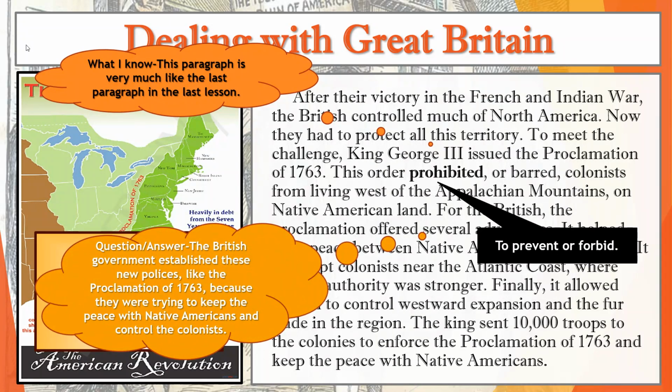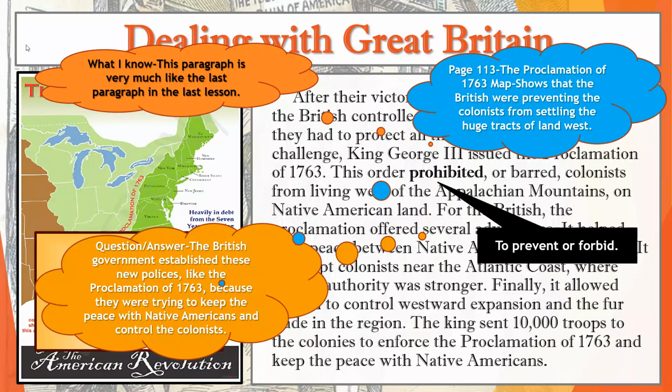Question answer. The British government established these new policies, like the Proclamation of 1763, because they were trying to keep peace with the Native Americans and control the colonists. Now, keeping peace with the Native Americans also means controlling that fur trade. Notice how that plays a big role here. Remember mercantilism. They want the resources from that region. It's very important to them, and this is why they're enacting this policy.